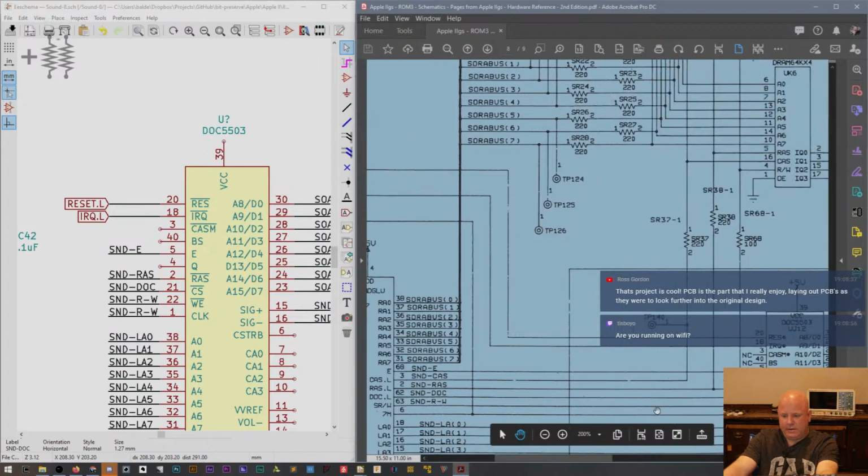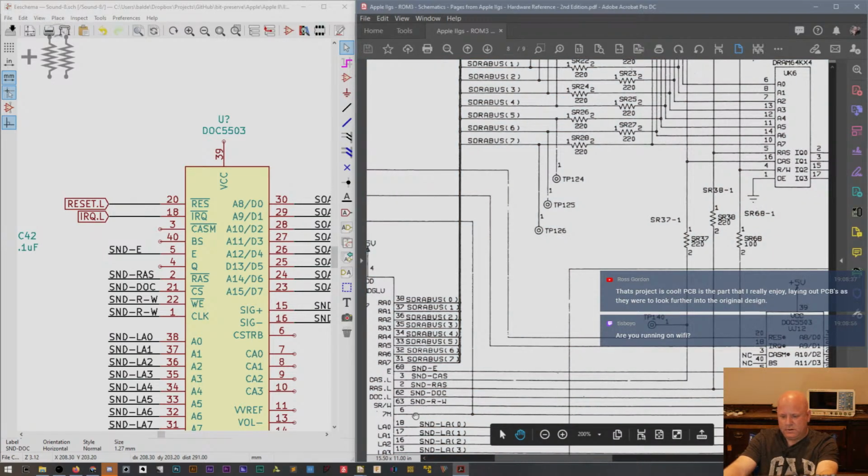So 7m.h. So that's where clock is going.